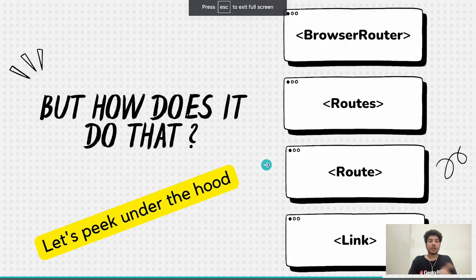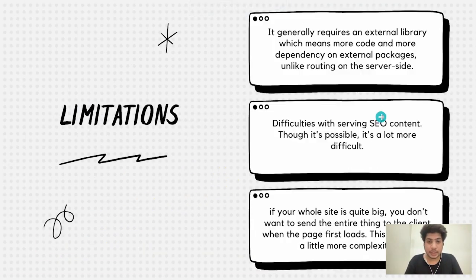So we have seen what actually happens under the hood, and the limitations you already know: you need to add an external package, or you have to do some extra coding on the client side to handle all these routes. And since everything is on the same task, search engine optimization is possible but difficult. And if your whole website is quite big, you do not want it to fetch the entire thing on the first request, so it generally loads slower than server-side routing for the first request.